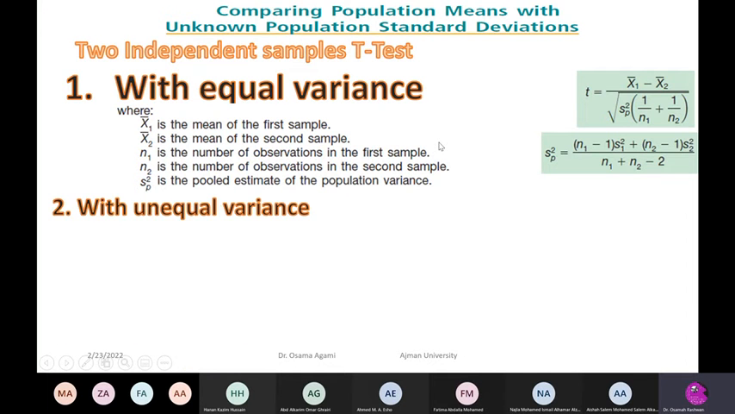If the result for F test is a summary that they are not equal variance for the two populations, then the t-test in this case is different from this one. Okay, the difference is S1 squared is different from S2 squared, so no need to find the SP squared, the pooled variance. The pooled variance is used when we have equal variance only, right?